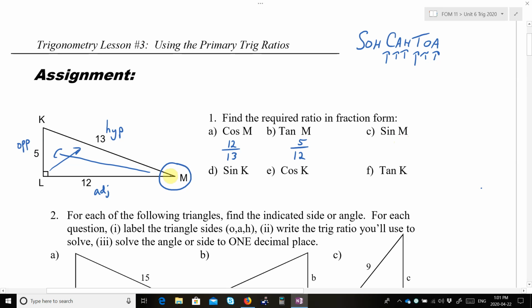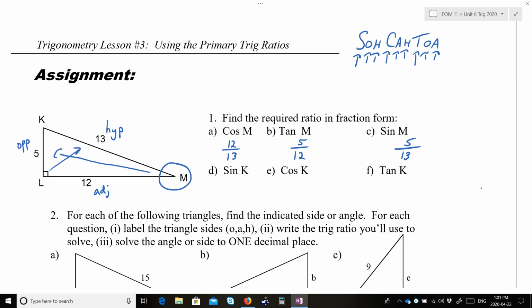Letter C, sine of M. Sine is opposite divided by hypotenuse. So the opposite side to M is the 5. The hypotenuse is 13. And we are done 1, A, B, and C.